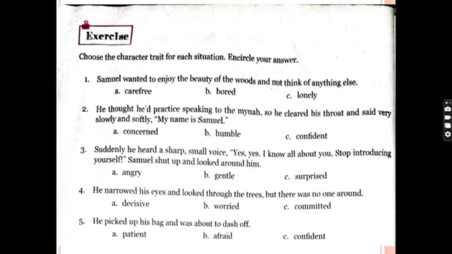Now, you are going to answer the exercise here. So, choose the character trait for each situation based on the story that I discussed last time, which is Samuel and Ark. You are going to encircle your answer. Okay, number 1. Samuel wanted to enjoy the beauty of the woods and not think of anything else. A. Carefree. B. Bored. C. Lonely.